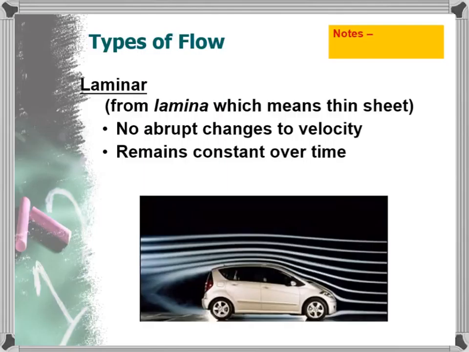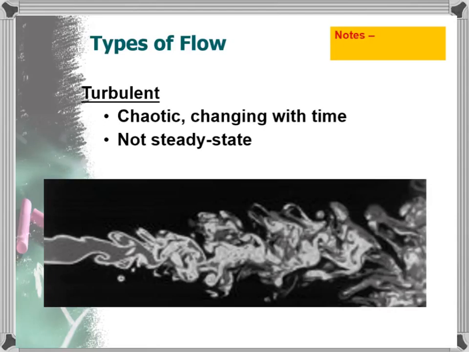Now, the other type of flow that we're really not going to study, but you need to be aware of, is what's called turbulent flow. Turbulent flow can be thought of as very chaotic and changing with time, which means it's not steady state. Think about hot air rising off of a street on a hot day, or smoke coming off of a cigarette. What you'll see is that the flow changes constantly with time. It doesn't seem to have any sort of predictable pattern, and therefore it's not a steady state flow. We're not going to concern ourselves with this type of flow.